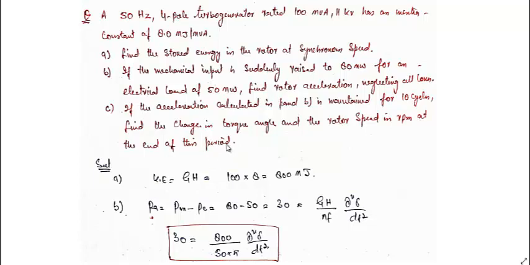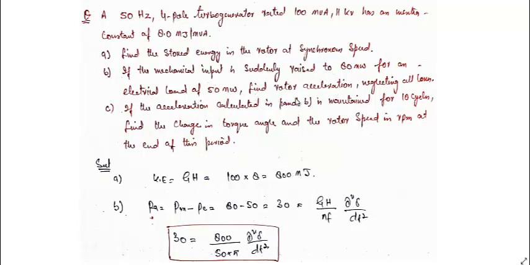Now we can see it here. First, we have to calculate the stored energy in the rotor, and we know that that is the kinetic energy. It is given as G into H, because by definition, H is equal to kinetic energy divided by the rating of the machine. So kinetic energy will be equal to G into H. G is the rating of the machine, it is given as 100, and H is the inertia constant, given as 8 megajoules per MVA. So the stored energy will be 100 into 8, that is 800 megajoules.